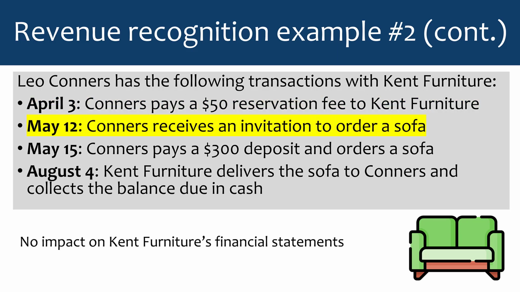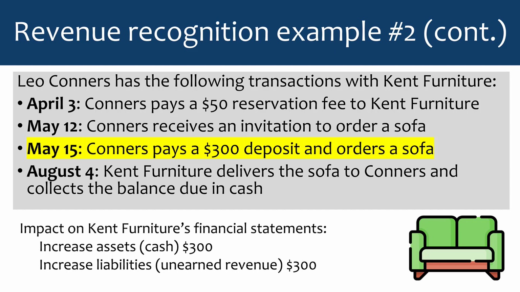So May 12th, Connors receives an invitation to order a sofa. There is no impact on Kent Furniture's financial statements. They have not done anything to earn any revenue. Nothing has changed hands. They just sent an invitation to have the customer order a sofa if they want to. Moving down to May 15th, Connors pays a $300 deposit and orders a sofa. So on that day, Kent Furniture increases its assets for that cash of $300, and it's also going to increase its liabilities, that unearned revenue for $300. It doesn't have revenue yet because it hasn't delivered the goods.